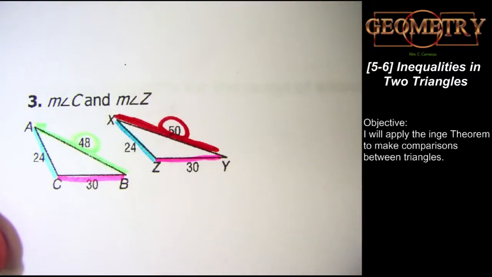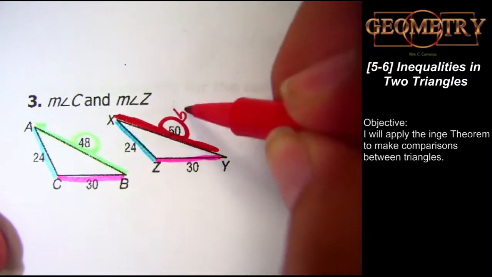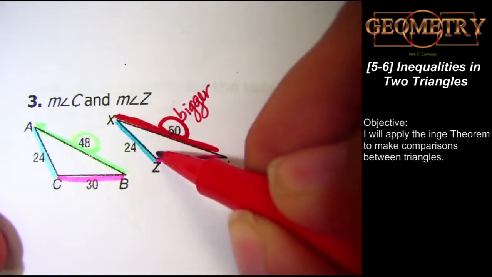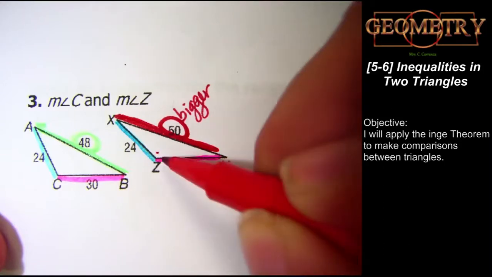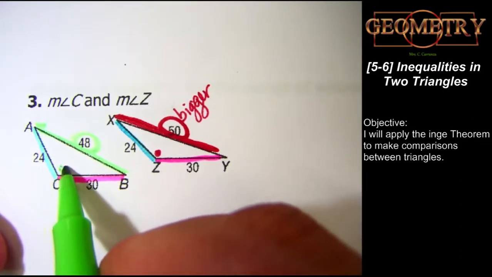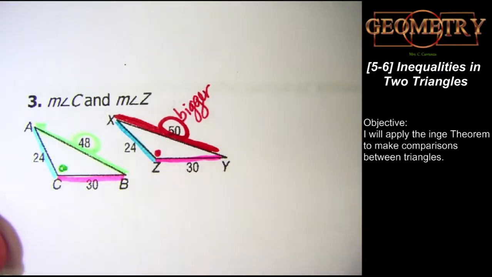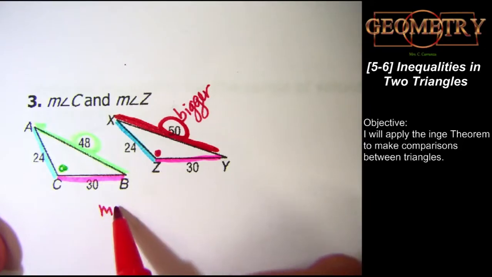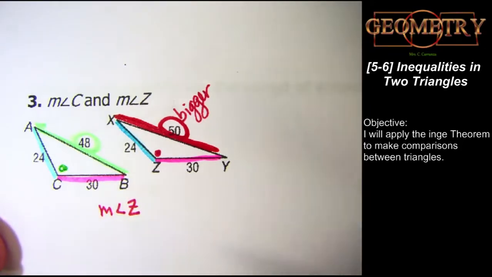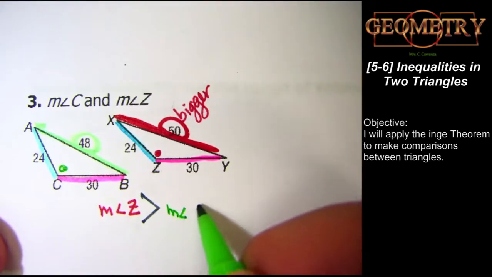Which one is bigger? The 50, which means which angle is bigger? Yeah, XZY, or just Z, is going to be larger than this angle C, ACB. So then we're going to write that the measure of angle Z is larger than the measure of angle C.